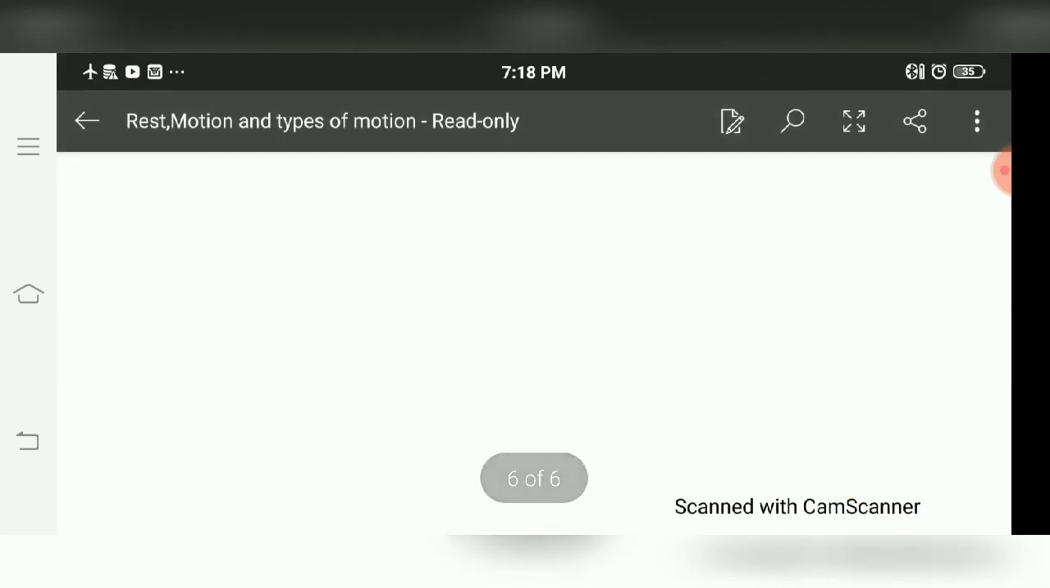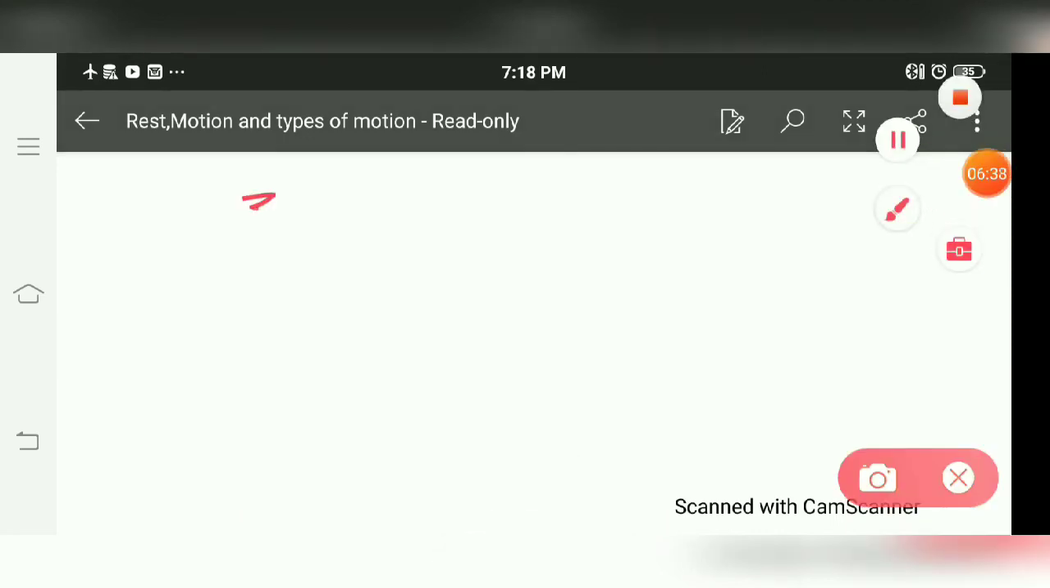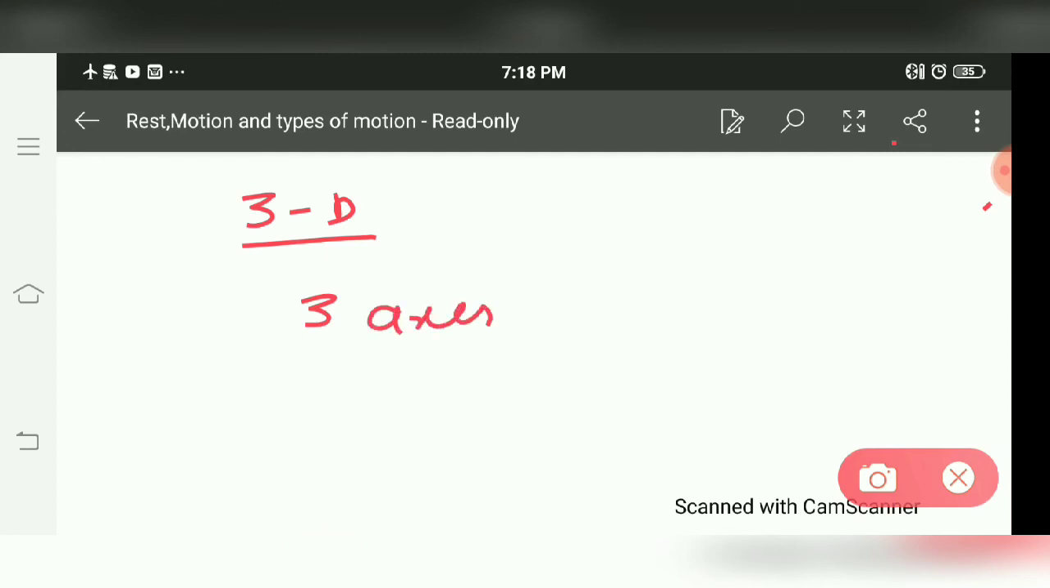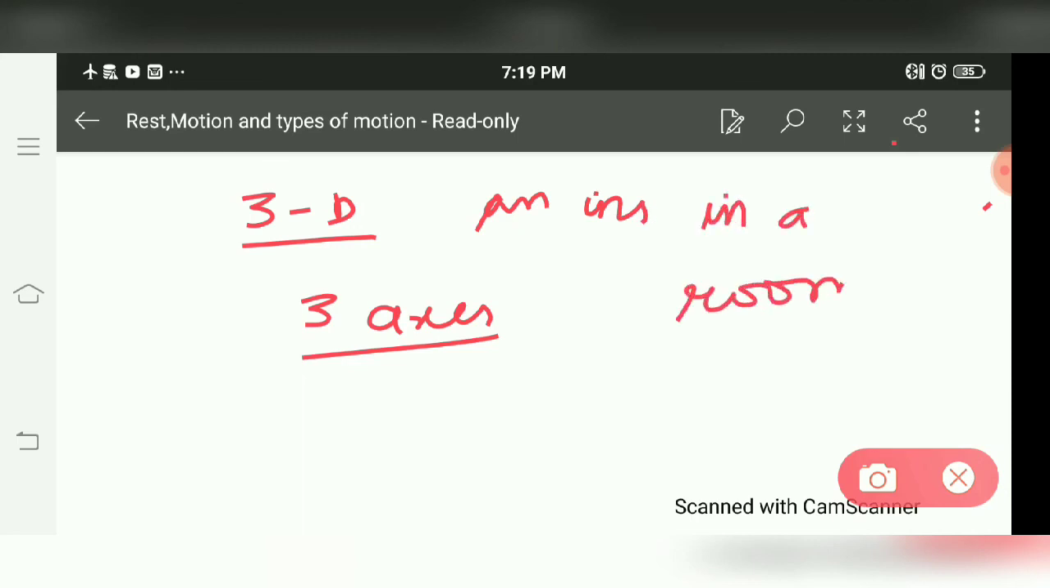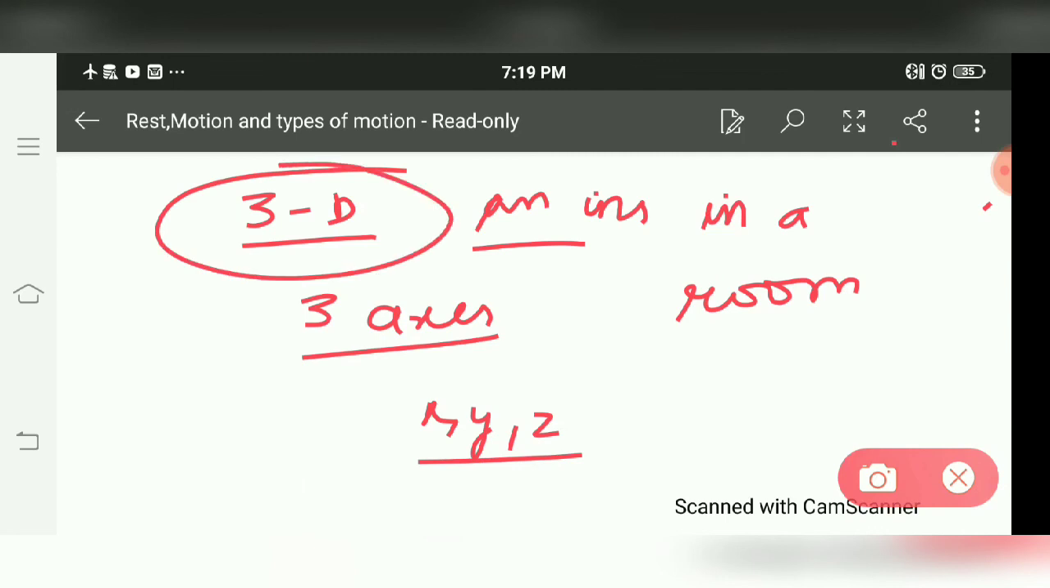Next is 3D. Suppose an insect is flying in the surrounding. For 3D motion, three axes are required. For example, an insect flying in a room. If an insect is flying in a room, three axes, that is three coordinates x, y and z, change. So it's a three-dimensional motion.